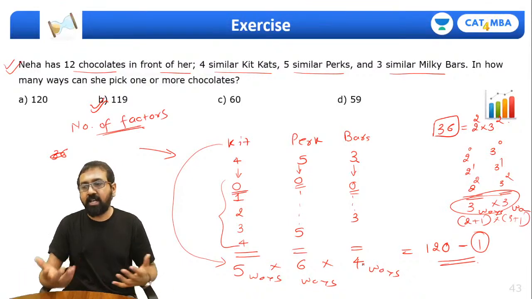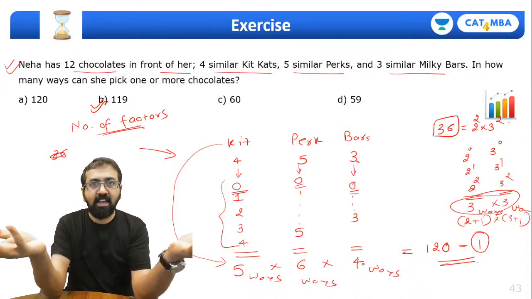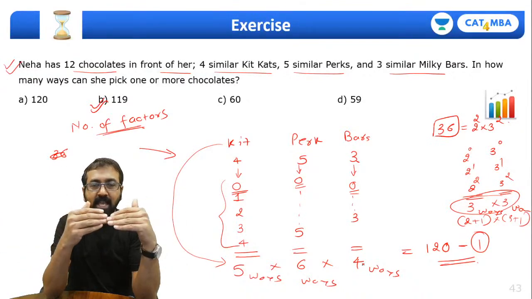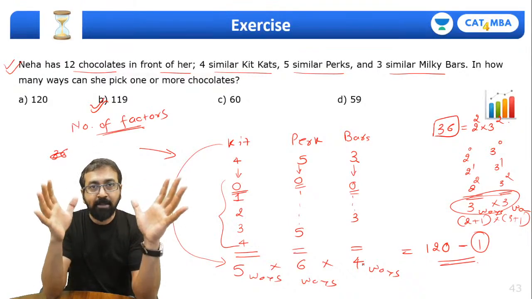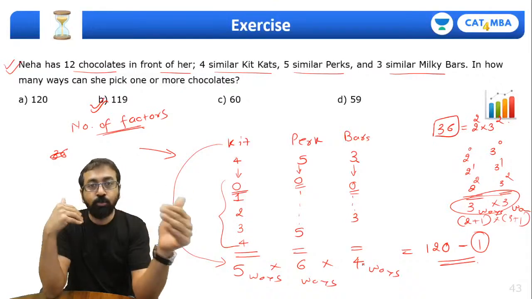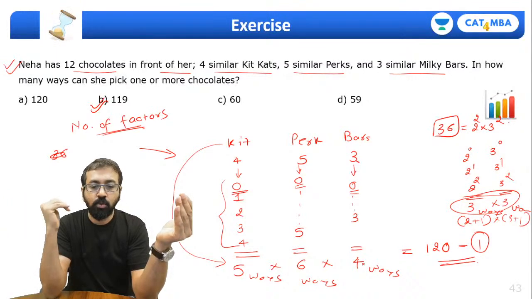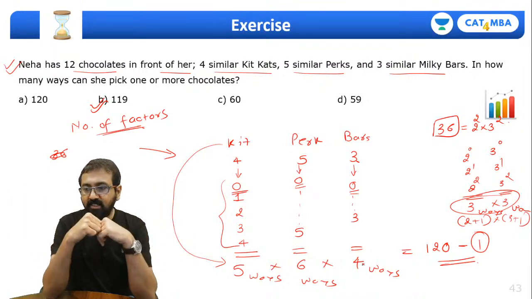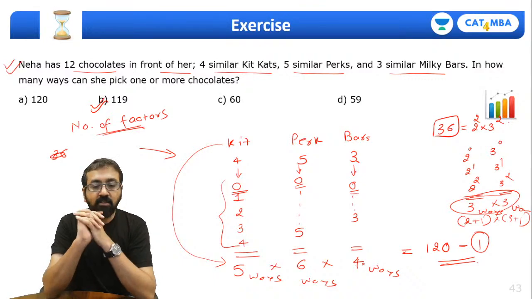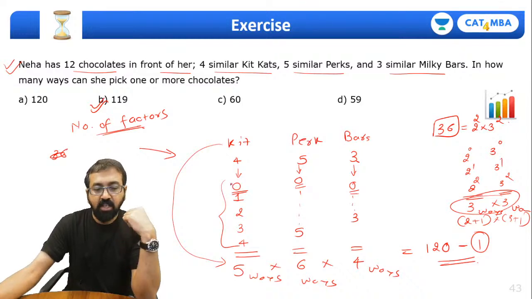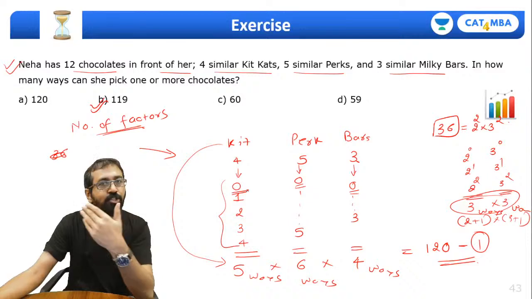Rachit, I don't know why you are getting this 60 answer. Okay, this is simply what I have explained. You can pick any number of Kit Kats from 0 to 4, that is total 5 ways. You can pick any number of Perks from 0 to 5, that is total 6 ways, and any number of bars, that is from 0 to 3, so total 4 ways, right? Yeah, Robin. Acha, Sumit, minus 1 because there was one case in which she is not picking anything. There is only one way that she is not picking anything.